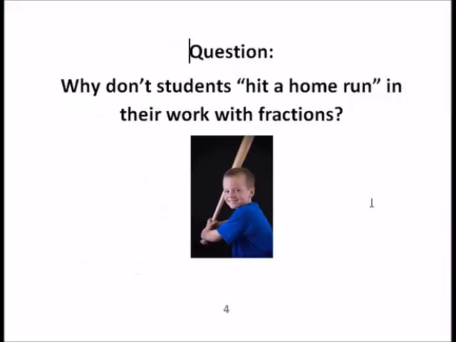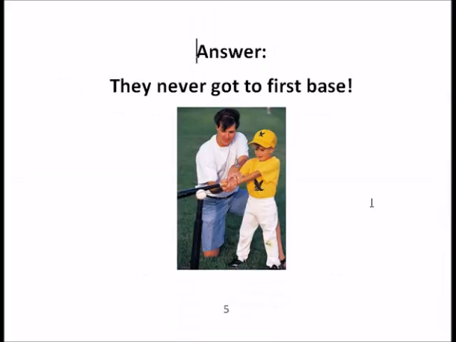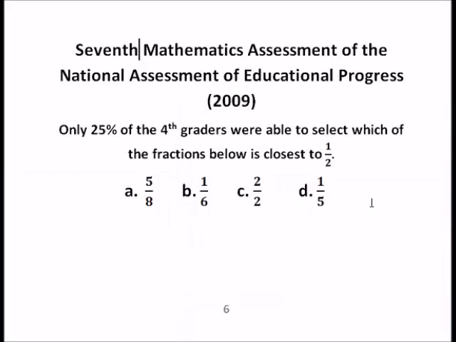So the question is, why don't students hit a home run in their work with fractions? And the answer is they never get to first base. For example, in this item from a National Assessment of Educational Progress study, only 25% of fourth graders, this is a national sample, were able to indicate which of these fractions is closest to a half.